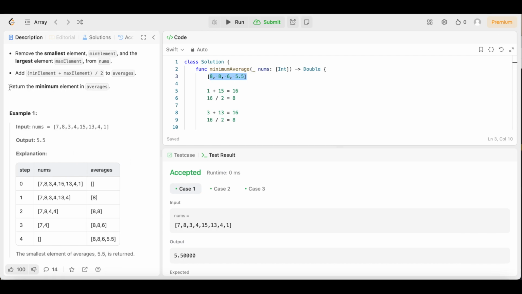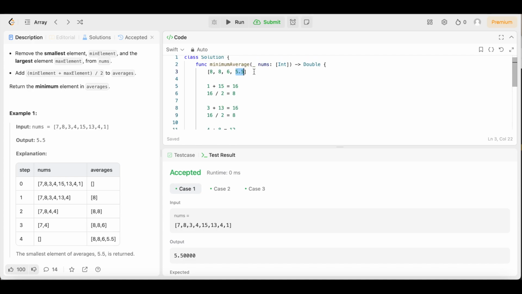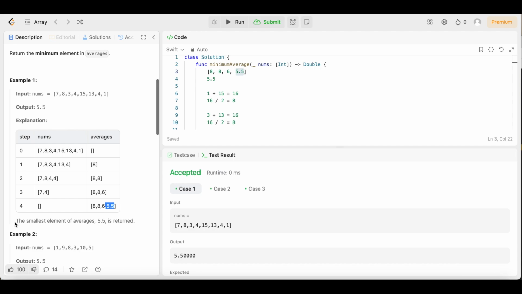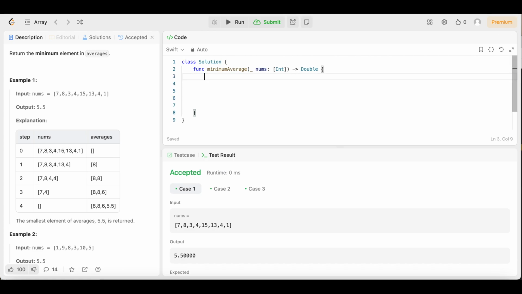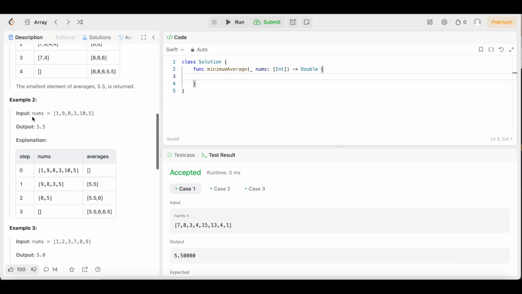Then what we're doing is we are returning the minimum element in averages. So the minimum element in averages is this 5.5. Thus, that's why the output would be 5.5, because that's the minimum element right here. Boom, right here. So the smallest element in averages is 5.5, and that's what we return. So let's get rid of this. That's how the math works. I'm going to go through the other examples a little faster, but I want you to see the logic behind what we're doing. So same thing though.